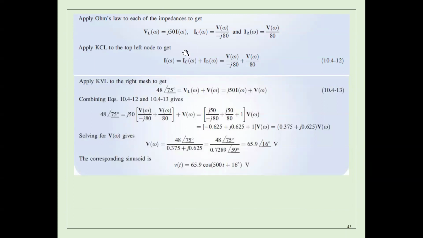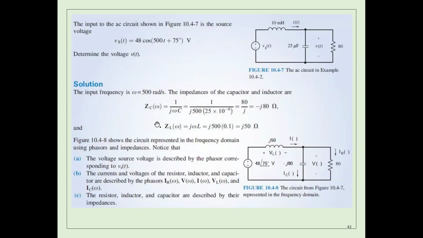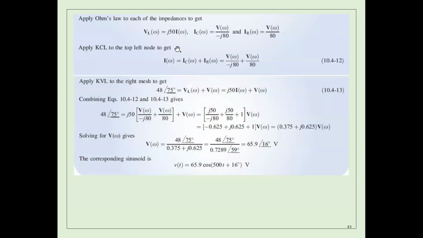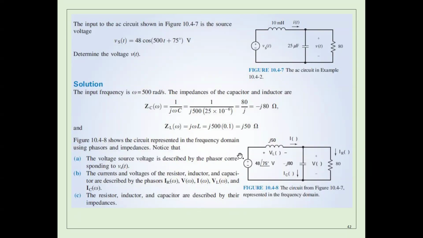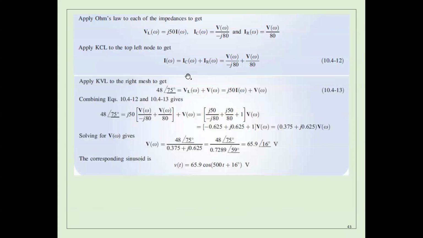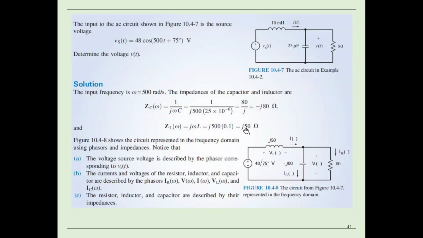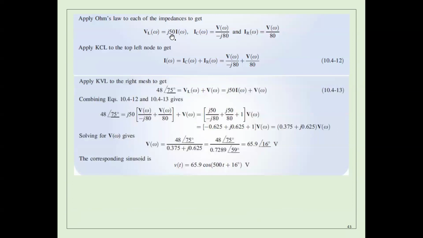Then after that, VL here. As I told you, this is 50. So VL, the voltage here, the voltage drop here, is the current I times the impedance here. That's what I mean. So the impedance here is actually 50j. If I multiply 50j times I, that should give you the voltage drop here. So VL equals j50 I.